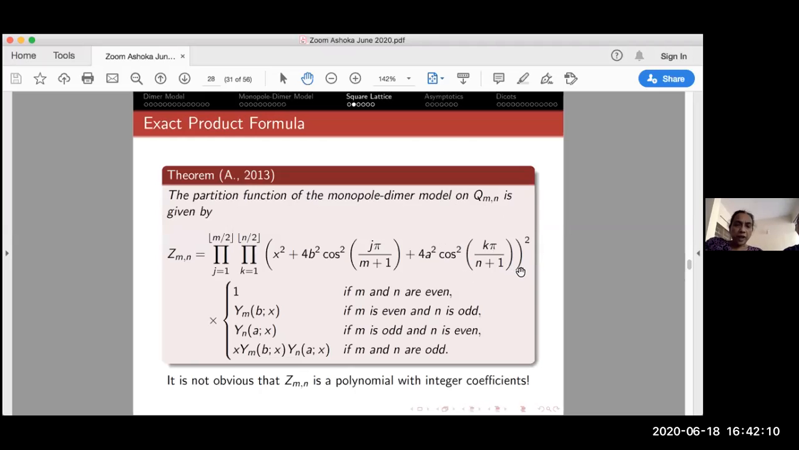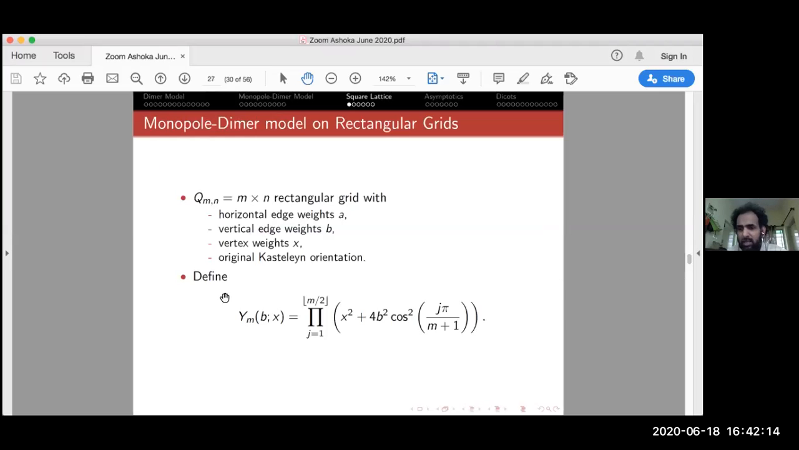Arvind, what is YMBX and YNBX? That is just this complicated thing over here. Oh, okay. Sorry, I missed it. Sorry, I went through it a little fast. It's some non-trivial function, and this y is not necessarily a nice function in general. It doesn't have integer coefficients as a polynomial in B and X. But when you multiply everything out, it's all nice.